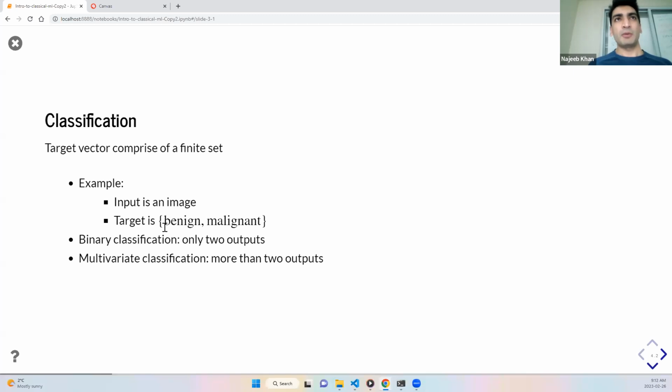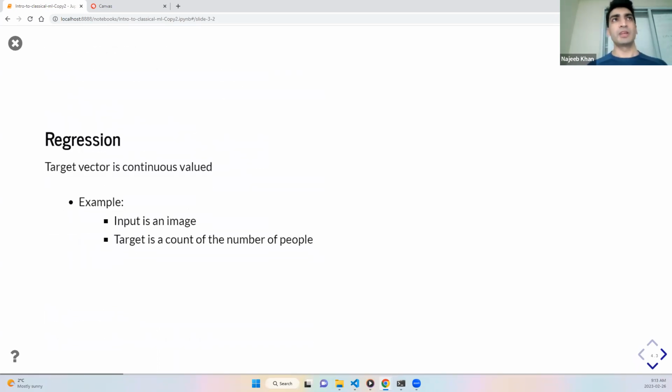Now, if we have a problem like this, where there are only two targets, it's called binary classification. You could have multivariate classification, where you have more than two outputs, and you can have multi-label classification, where a single image could have two outputs. So, for example, if you have Stack Overflow questions and you want to tag them, a single question could be tagged with multiple outputs. So that's multi-label classification.